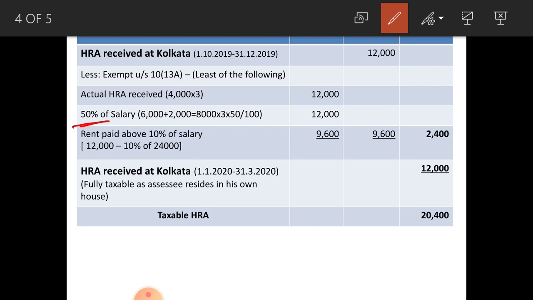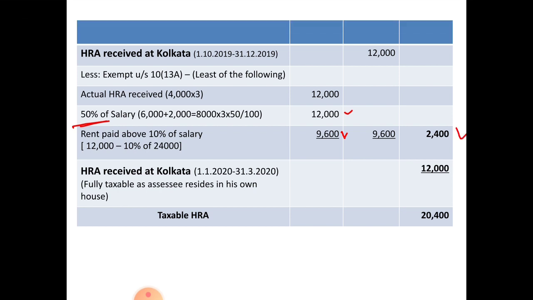Salary amounts to rupees 24,000 only. 50% of 24,000 amounts to rupees 12,000. Next, rent paid above 10% of salary, same, that is 9,600. The least you have to consider is 9,600. So when you deduct 9,600 from 12,000, you get 2,400 as taxable HRA received at Kolkata for 3 months. That is from October to December.